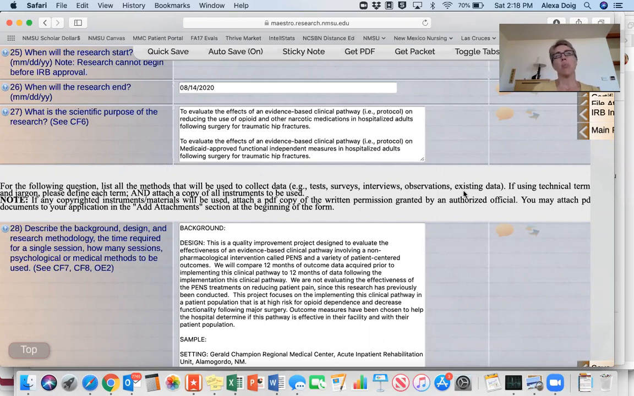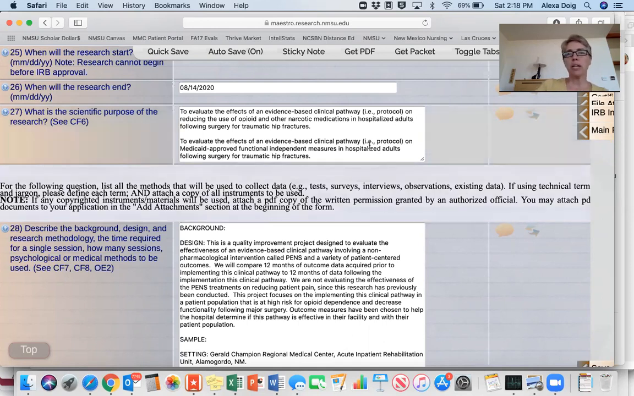So this question here, what is the scientific purpose of the research? Take out the word scientific. Scientific really just kind of points to discovery and research. So what is the purpose of this research? Well, you wrote a purpose statement. You wrote a statement that talked about the general purpose of the project, maybe an overarching goal, and then you had objectives. Put that here.